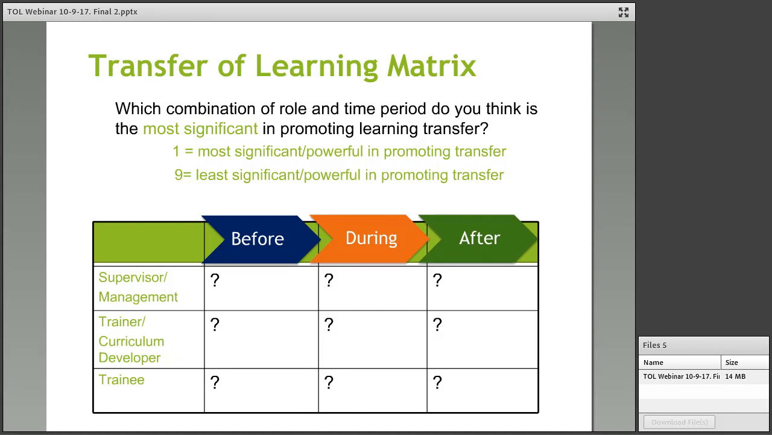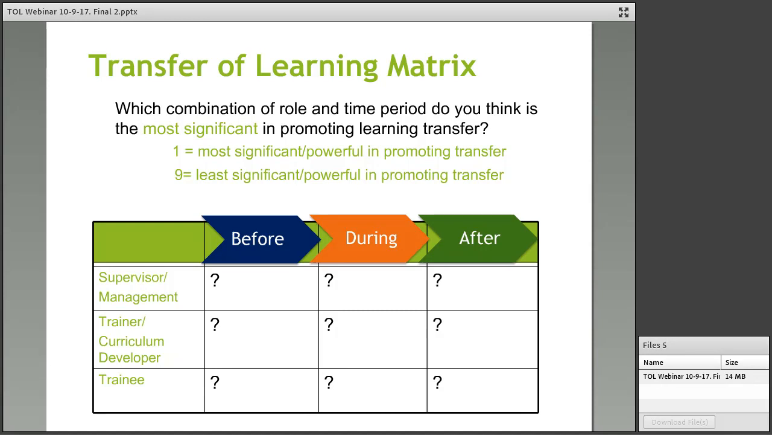Take a minute to think about these roles and these concepts in terms of who you think is the most significant and powerful in promoting transfer, and that would be number 1 on a scale of 1 to 9, and number 9 being the least significant, powerful in promoting transfer. So take a minute and think about where you would number the different blocks and the different concepts. If you have anything you'd like to share, then you can put your response in the chat box.